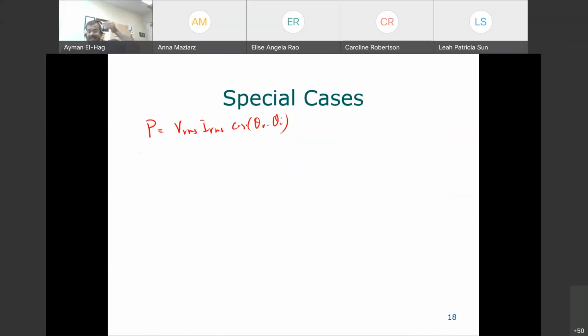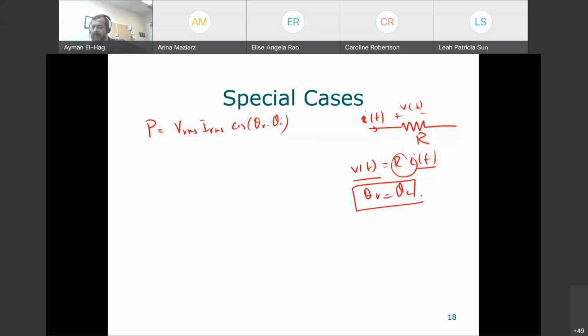Let's go back to our AC analysis. If we have a resistance R, we said that the voltage and the current will be in phase. Remember, if this is your I of t, and this is your V of t, and we know that V of t is equal to R I of t. So if V of t has an angle of theta V, I of t will have the same because this is just a constant. Okay, so theta V equal to theta I in a resistive circuit. We mentioned that in the previous set of notes. So this becomes VRMS IRMS cosine theta V minus theta V, same angle, which is cosine 0, so this becomes 1.